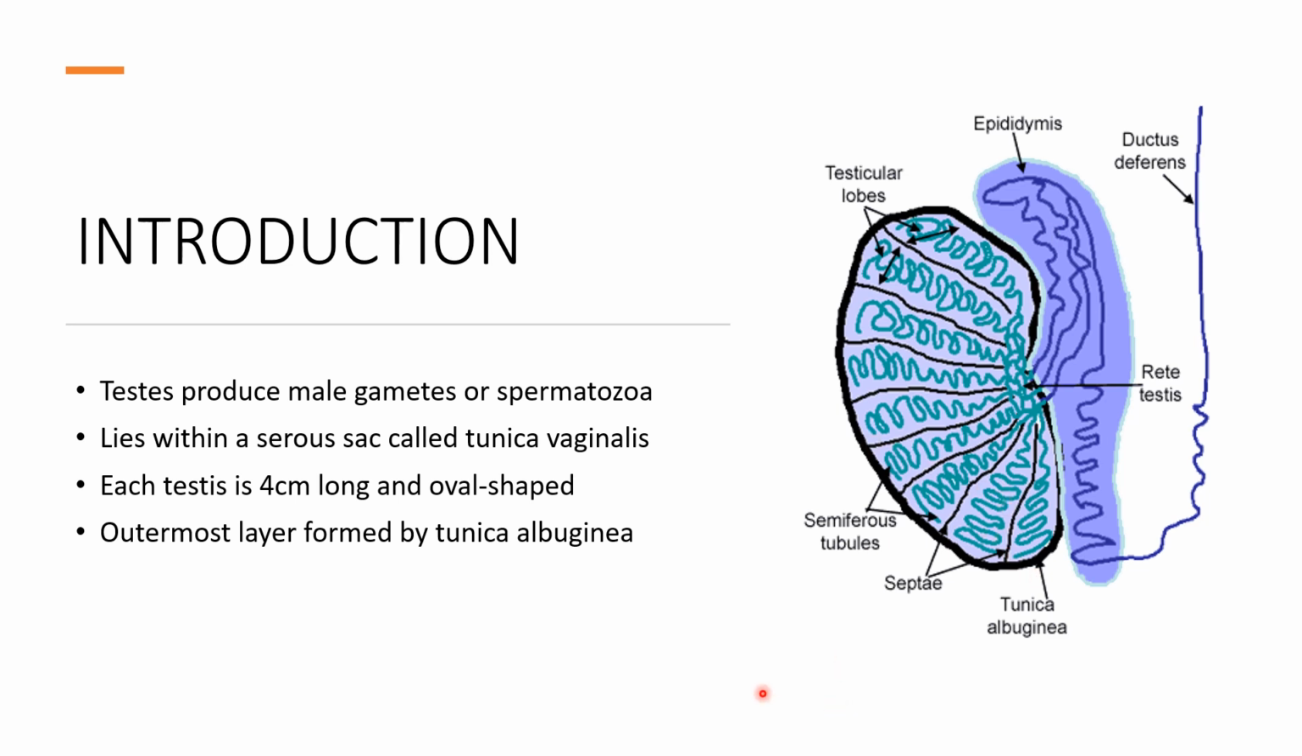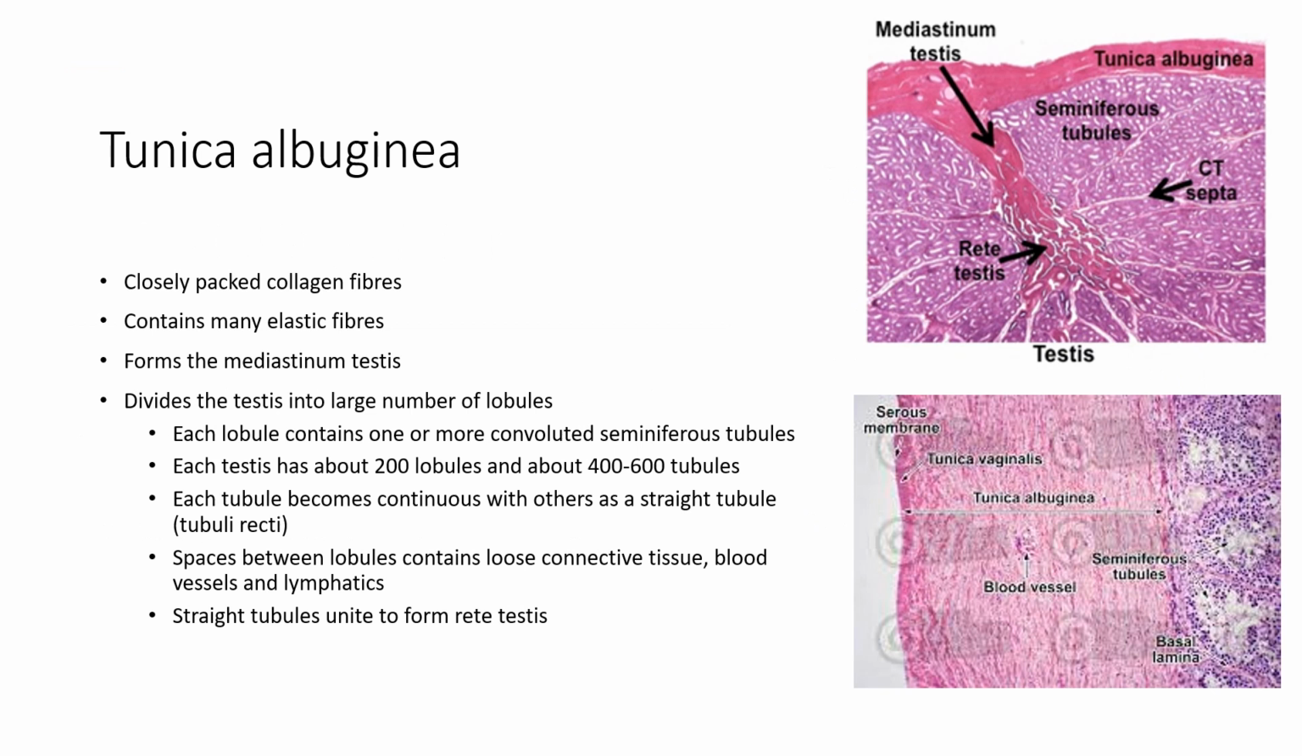So that tunica albuginea is part of more like the external part of the tunica vaginalis, and that forms the outermost layer of the testis. So you can appreciate the tunica albuginea here. Here we can make out the serous sac, which is the tunica vaginalis, or we can at least appreciate the outermost covering of the testis as the tunica albuginea. This albuginea is basically a very dense fibrous substance. Let's take a look at it more closely.